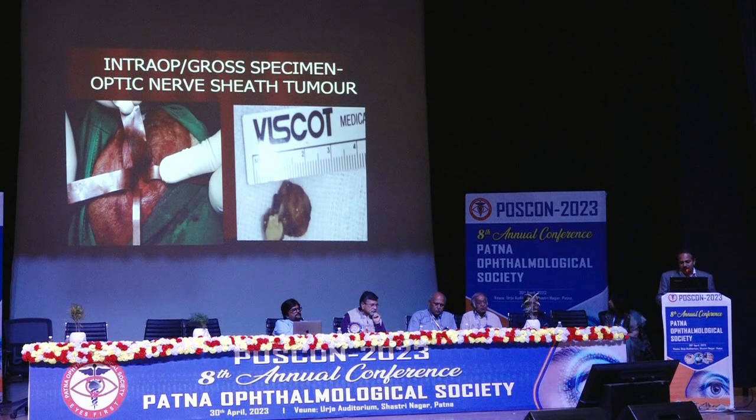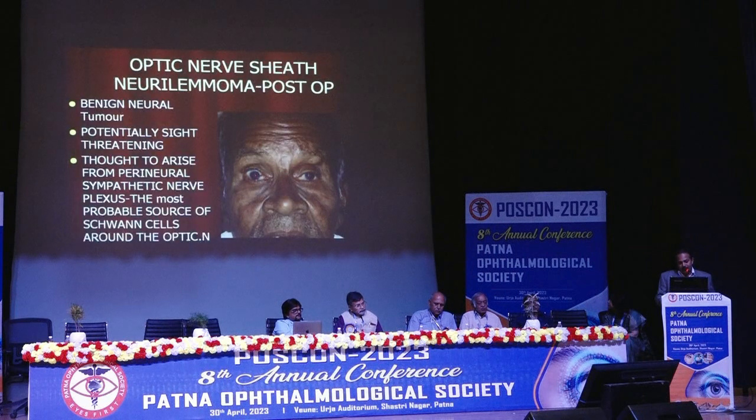And it was found to be an optic nerve sheath tumor, which is quite uncommon for this age, and it was a kind of a schwannoma, a kind of a neurilemoma, which is the more common peripheral nerve sheath tumor in the orbit. And this is just a benign neural tumor, which is potentially sight-threatening and is thought to arise from the perineural sympathetic nerve plexus, which is the most probable source of Schwann cells around the optic nerve. This was the post-op picture of the same gentleman after lateral orbitotomy.